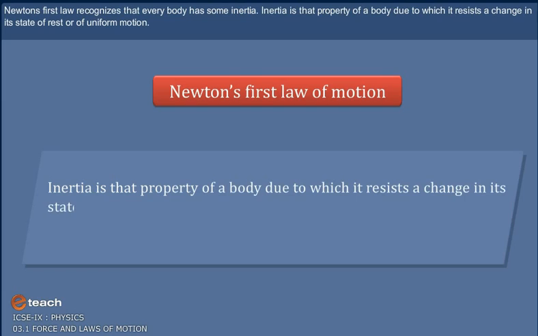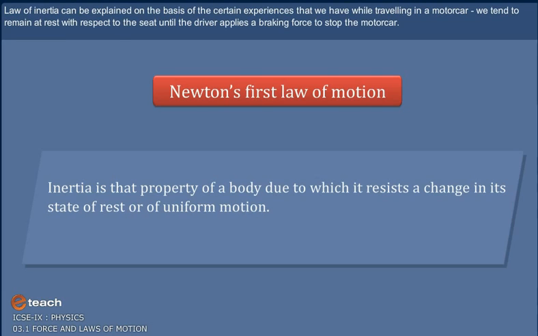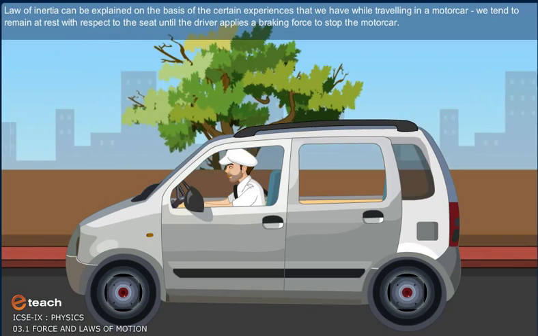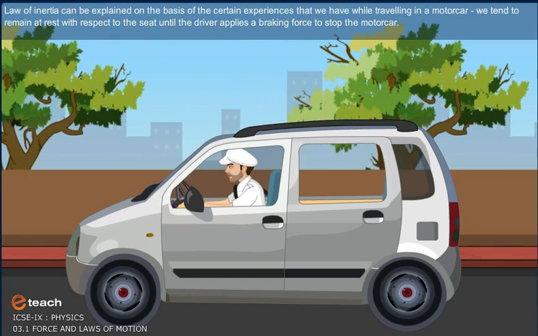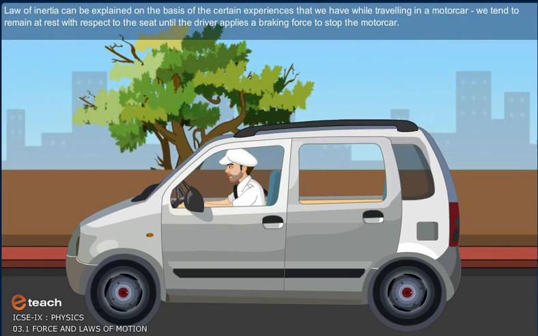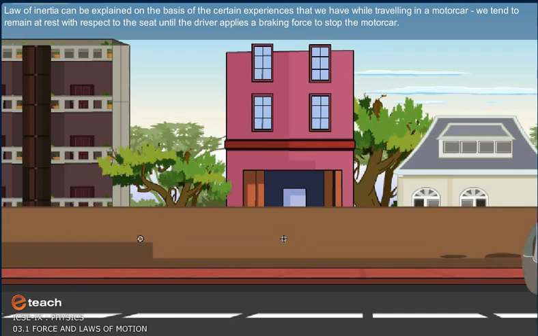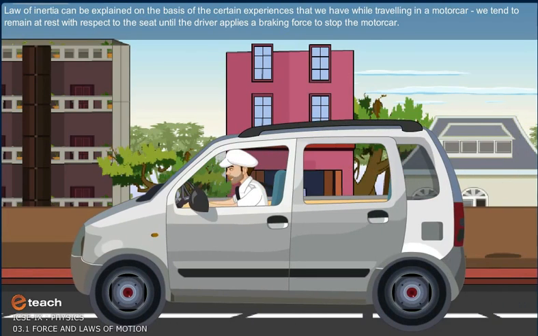Inertia is that property of a body due to which it resists a change in its state of rest or of uniform motion. Law of inertia can be explained on the basis of certain experiences that we come across while traveling in a motor car. We tend to remain at rest with respect to the seat until the driver applies a braking force to stop the motor car.